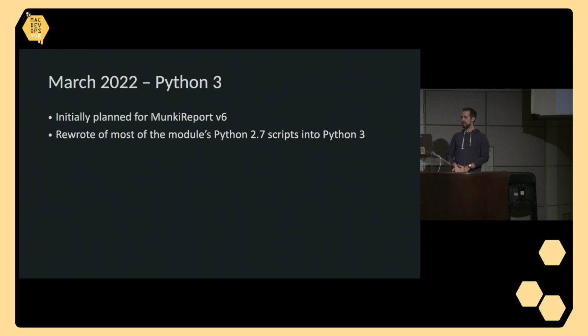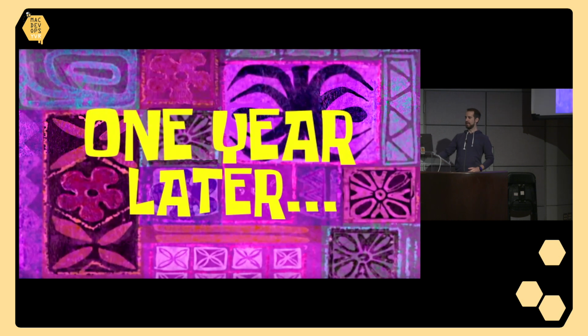Fast forward a month, we got Python 3. Because this was initially planned for a soon-to-be-released MunkiReport 6, I rewrote all the modules into Python 2.7 scripts, and there everything sat. For a whole year, nothing really happened because MunkiReport 6 is coming soon. It's just waiting there for MunkiReport 6. It's coming soon.